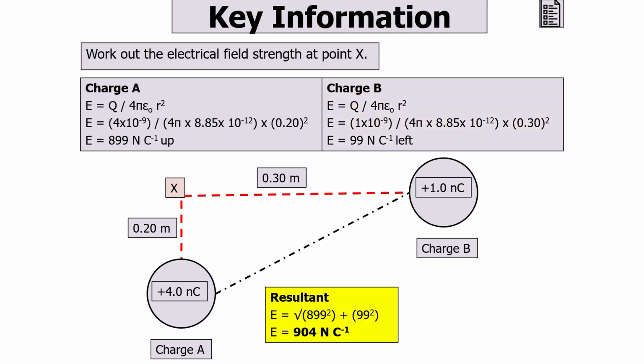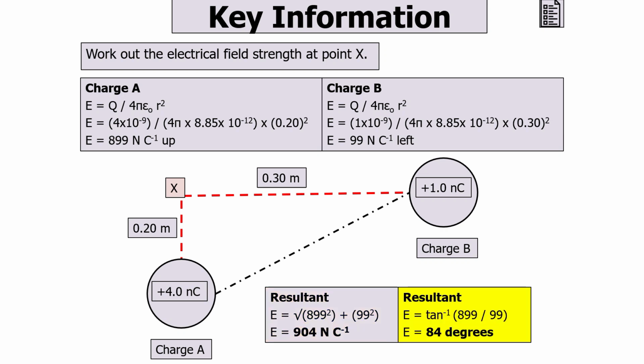Now our resultant is due to the Pythagorean theorem: the resultant is equal to 899 squared plus 99 squared, all square rooted, which is 904 newtons per coulomb. Whilst our resultant angle is tan equals opposite over adjacent, so it equals 84 degrees.